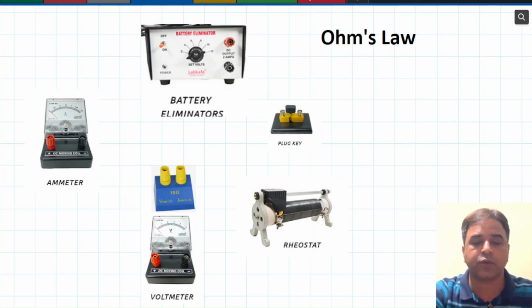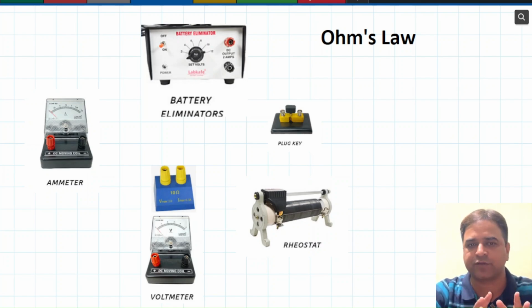Children, now we are going to learn about Ohm's law. In Ohm's law, first of all, we will discuss what kind of instruments are used in this. Here we are going to use battery eliminator. Simply we can say power source or battery, key, rheostat or variable resistor, voltmeter, resistance, as well as ammeter.